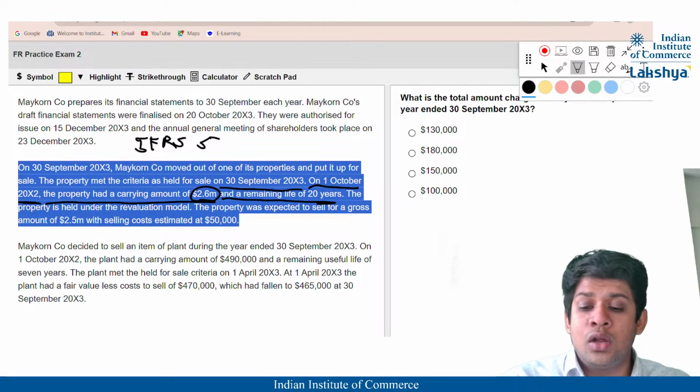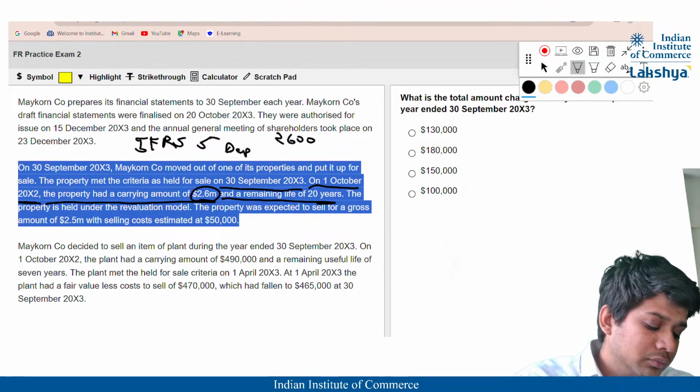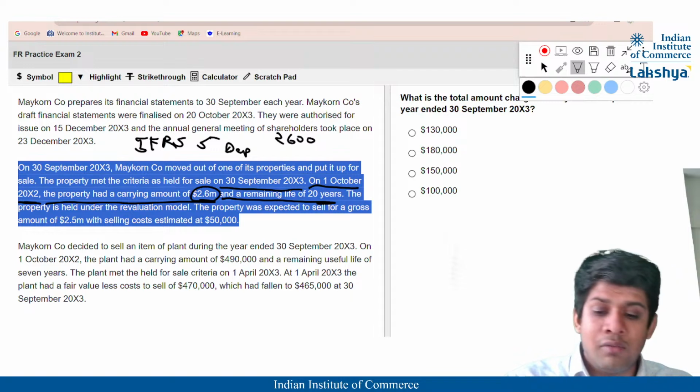20 years. Correct. So at the start of the year it was 2600, right? You will charge depreciation on it because firstly it was used. Correct. So the depreciation will be 2600 divided by 20 years. That will be 130.